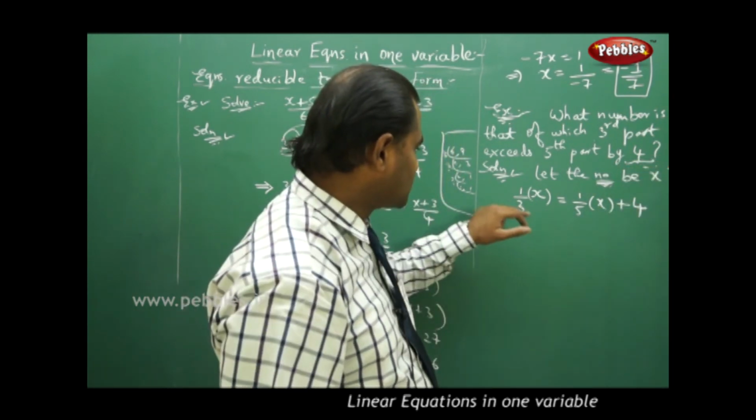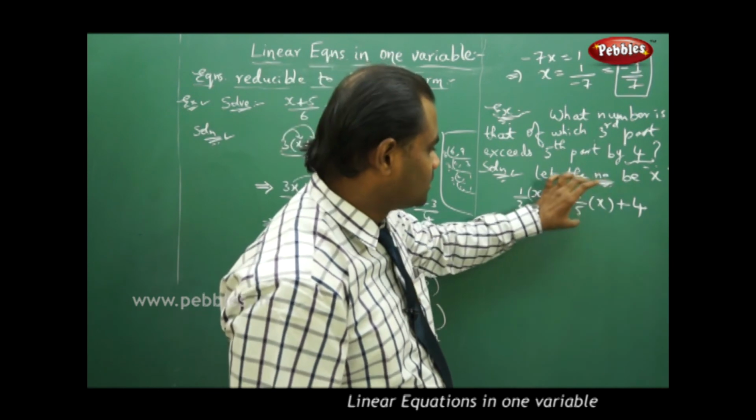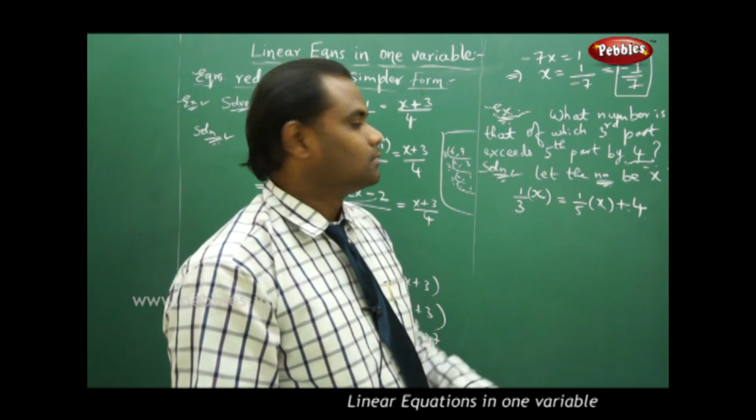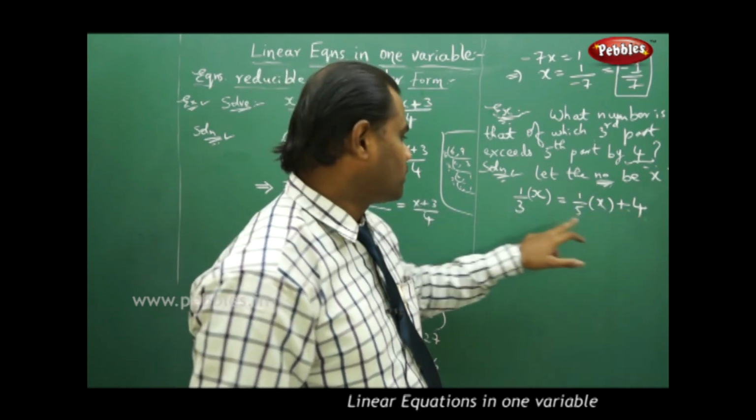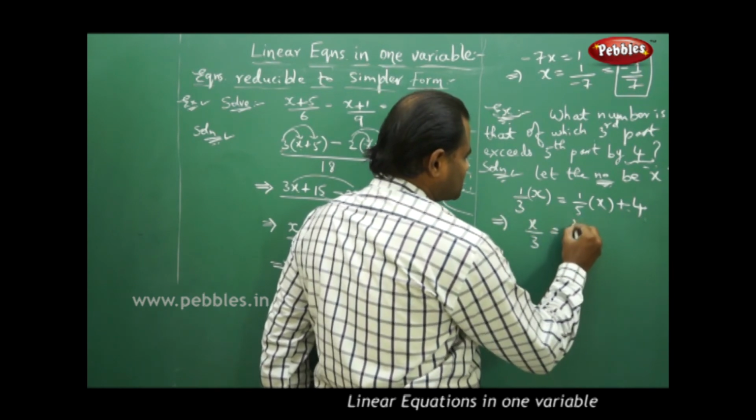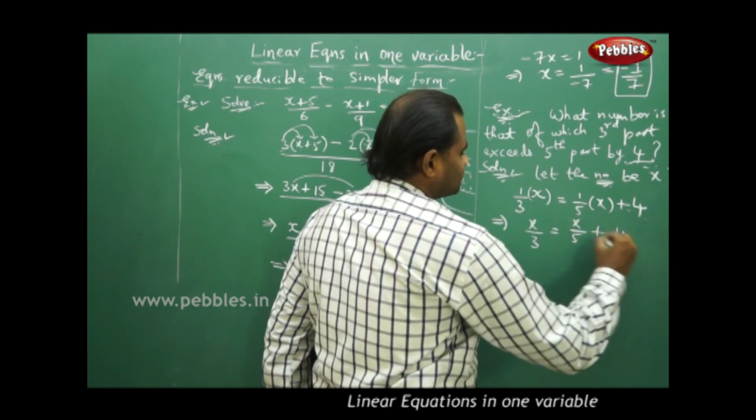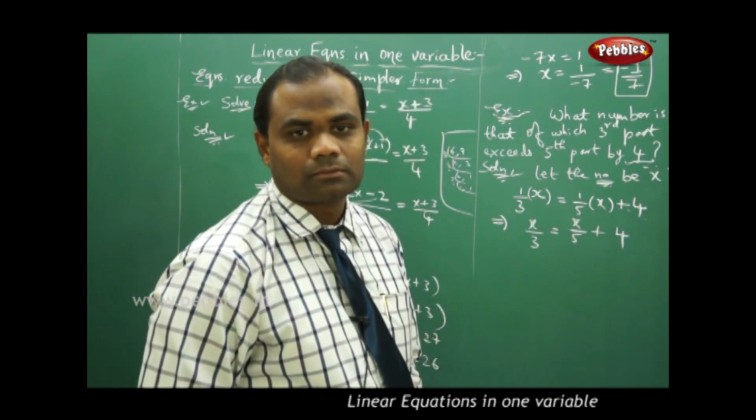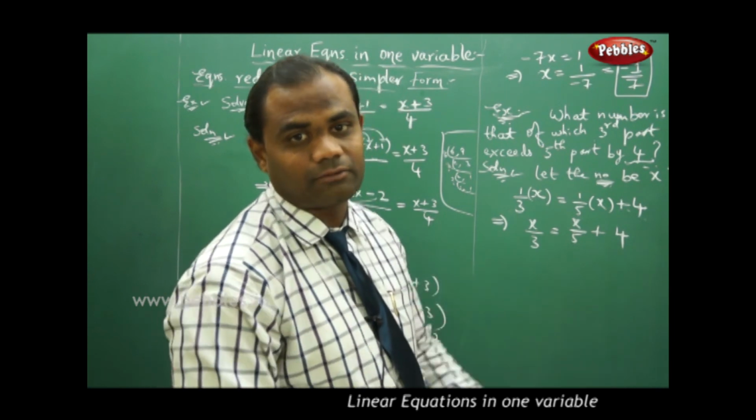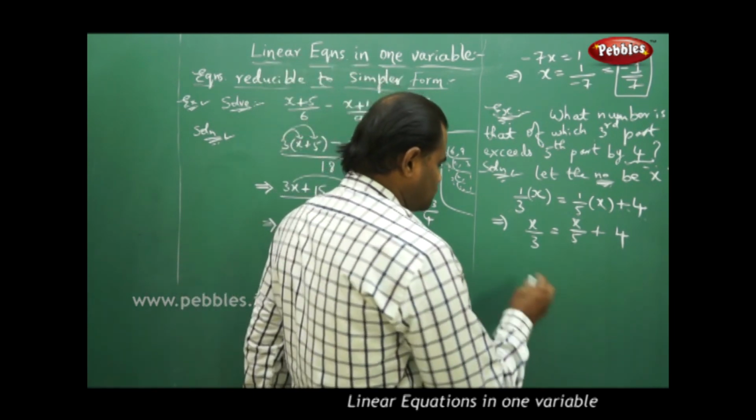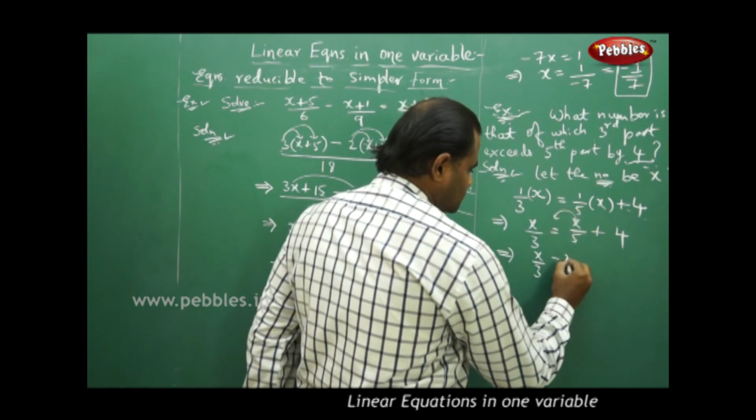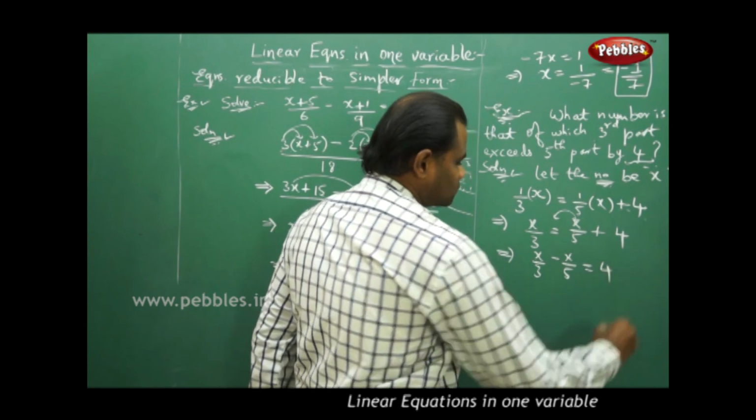So mathematically I understand that 1/3 of x exceeds 1/5 of x by 4. Exceeds is nothing but we add, so it is plus 4. Therefore I get x by 3. If I just rearrange the terms, I get x by 3 is x by 5 plus 4. So in this case, I have to simplify this, reduce it to the simpler form, and then find the value of x. So let me bring the x term to the left so that I get minus x by 5 equal to 4.